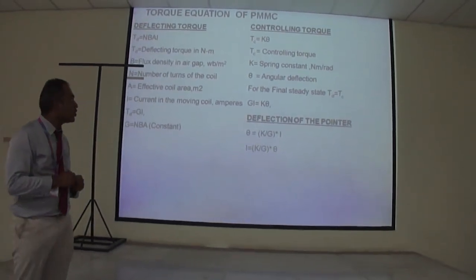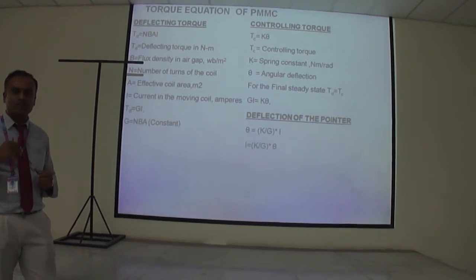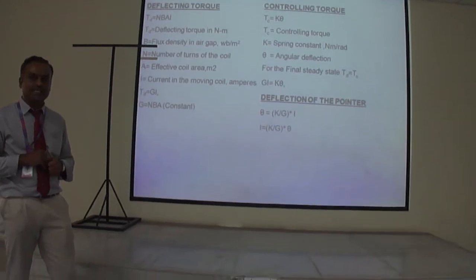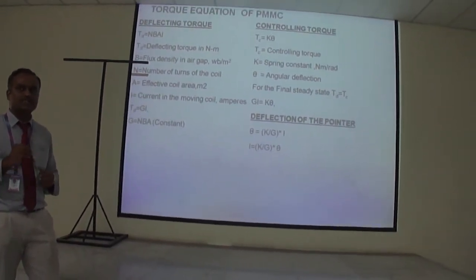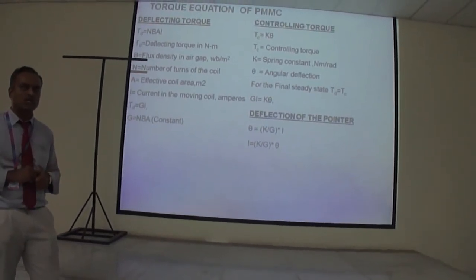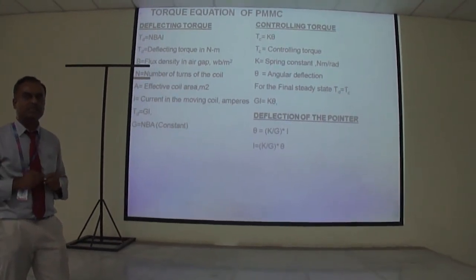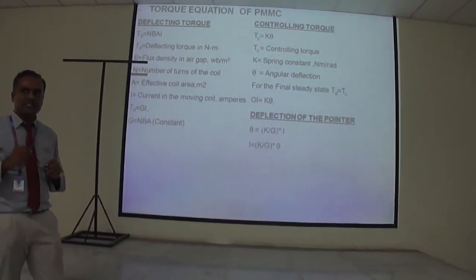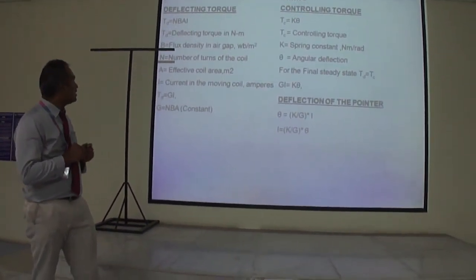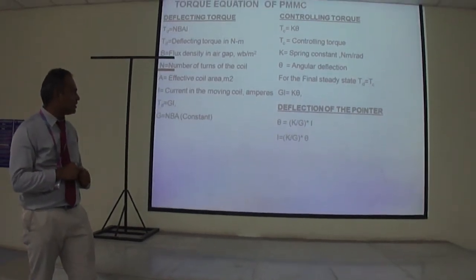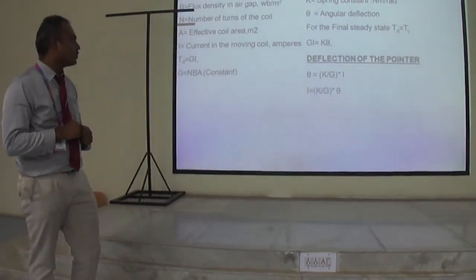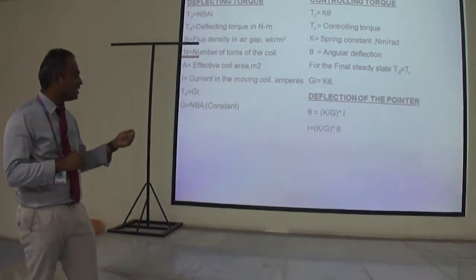Then, to obtain the control torque: as we know, the control torque opposes the torque produced by the deflecting torque. So TC equals K theta, where K is the spring constant, theta is the deflection, and TC is the control torque. At steady state, when TD is equal to TC, with TD equal to NBAI and TC equal to K theta, substituting this, theta equals NBA divided by K into I.